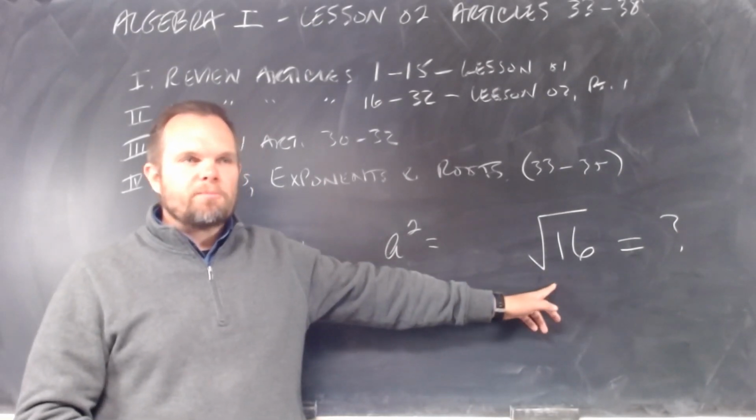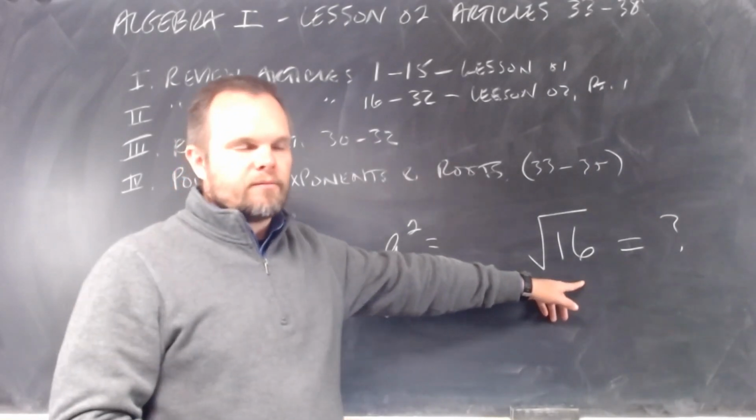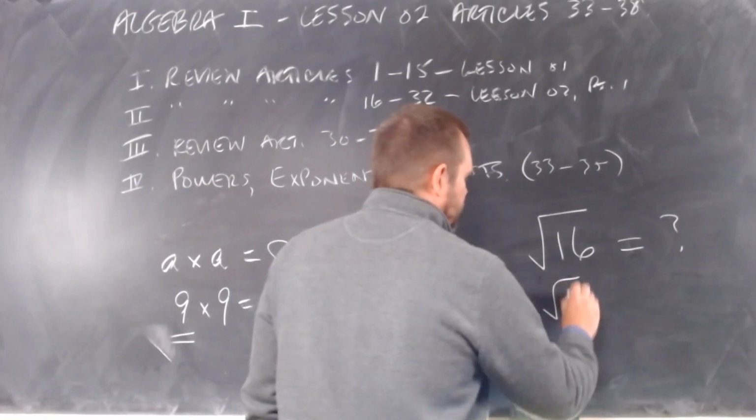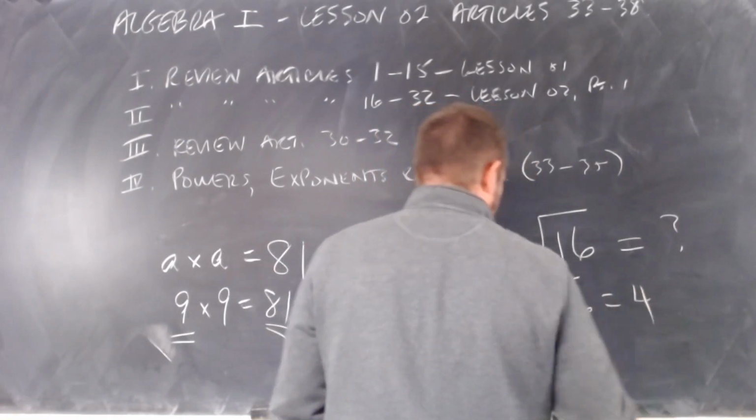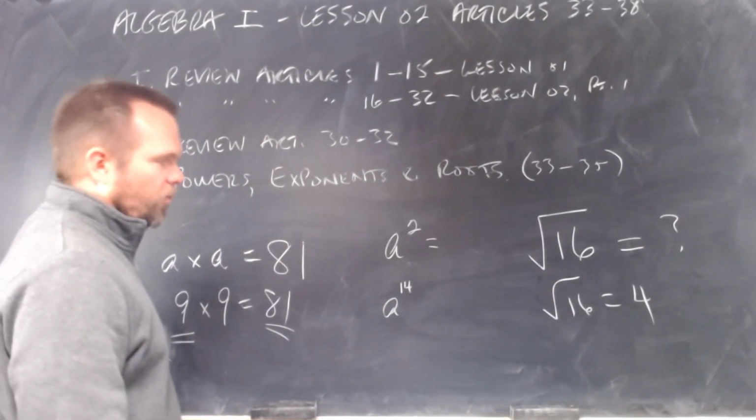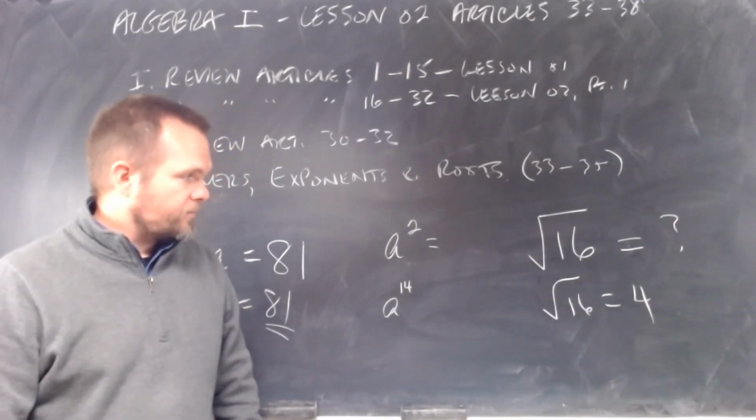What number multiplied by itself makes 16? What's the answer? 8 times 8. No. 4. The square root of 16 is 4. The square root of 16 is 4. 4 times 4 makes 16.